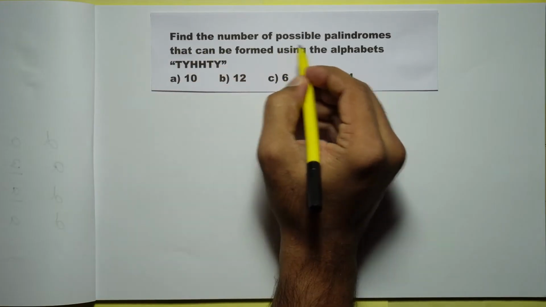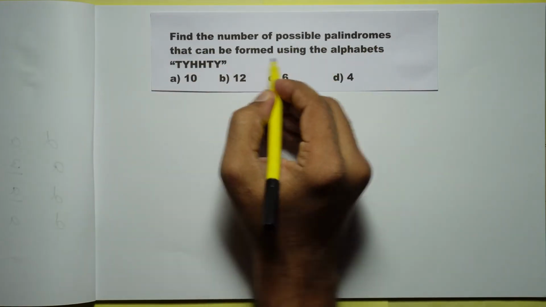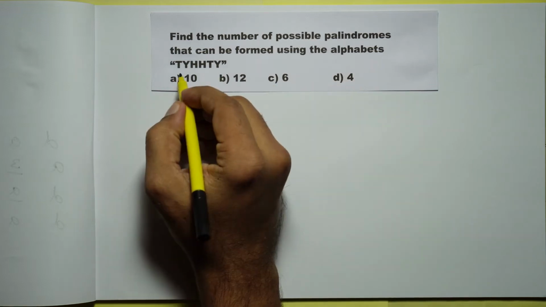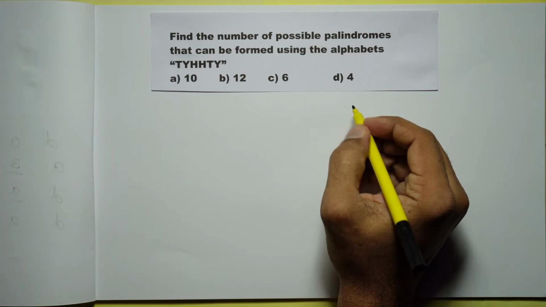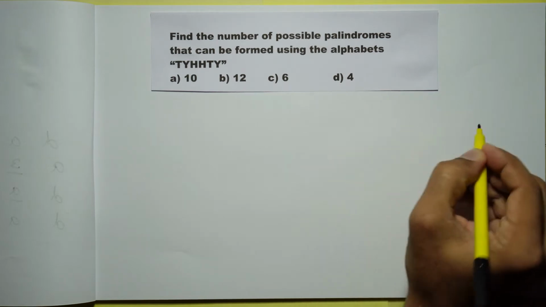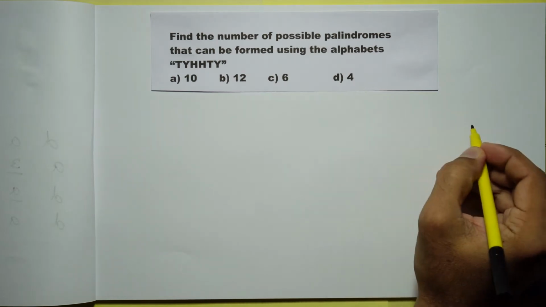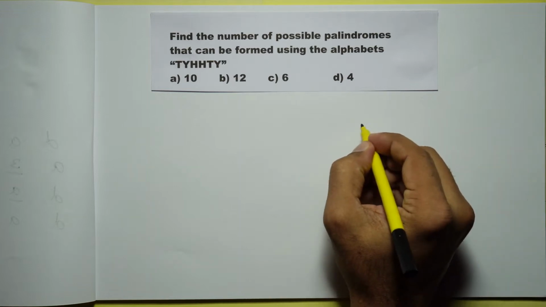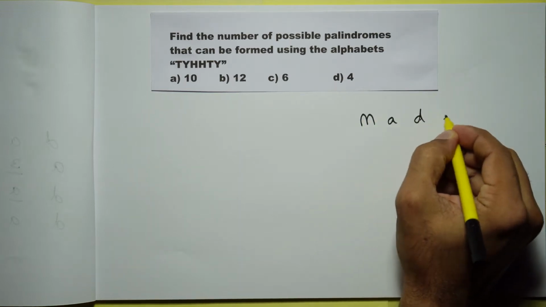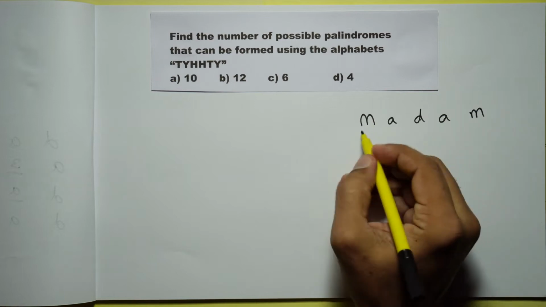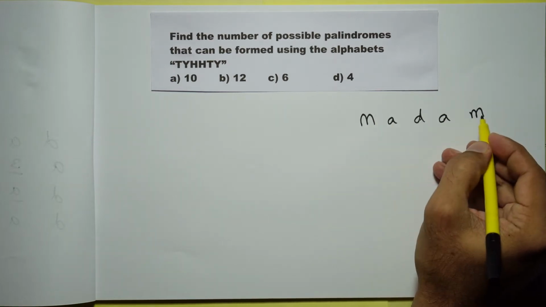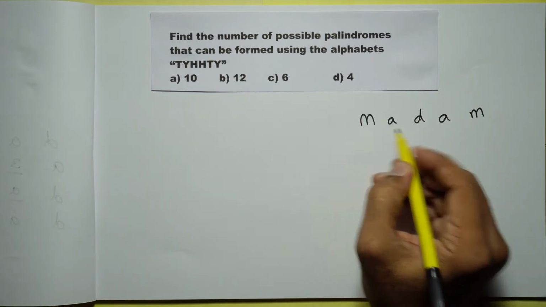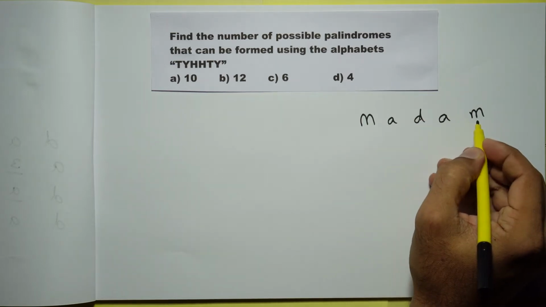Find the number of possible palindromes that can be formed using these alphabets. Now, a palindrome is a word that you read from the left or from the right, the spelling will be the same. A typical example is madam, M-A-D-A-M. If you read from the left, it is M-A-D-A-M. From the right also, it is M-A-D-A-M. Such words are called palindromes.